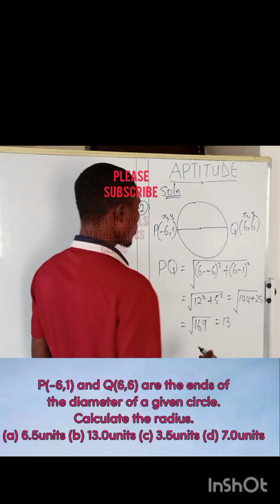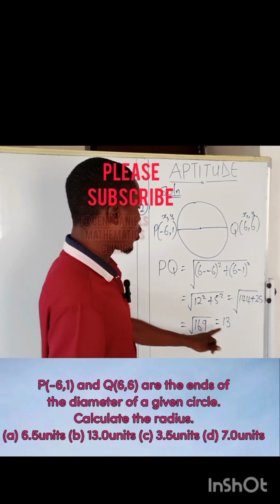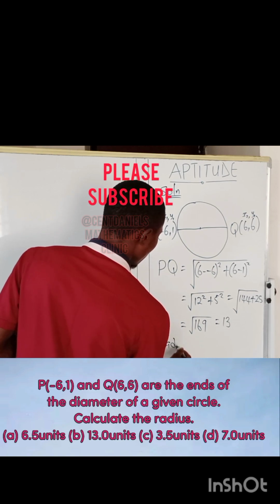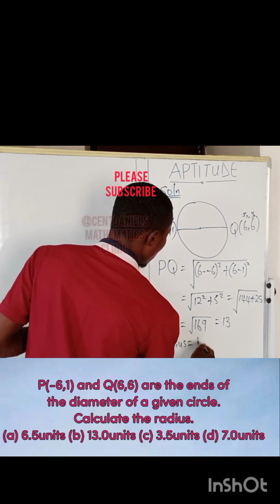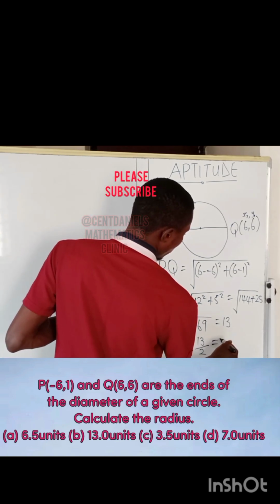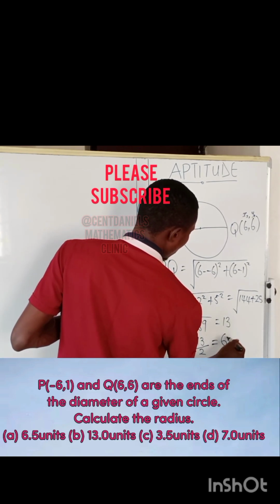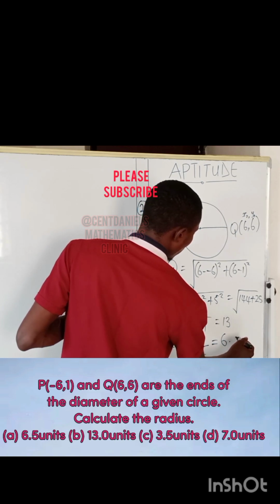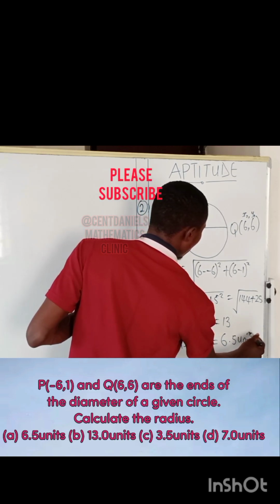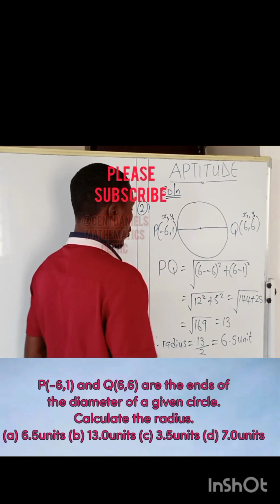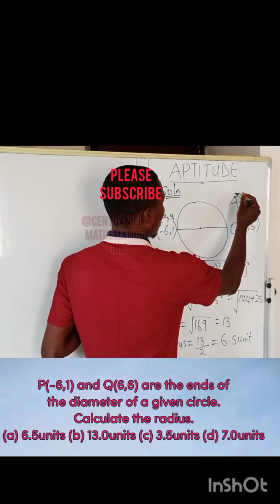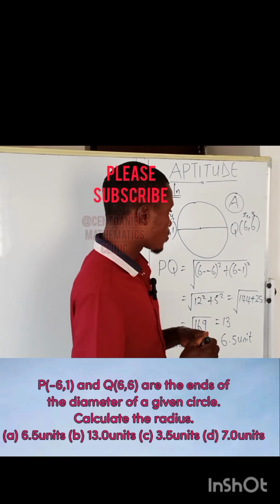This will give us 13. Alright? So the diameter is 13. So what is the radius? Therefore, radius will be equal to 13 over 2. This will be what now? 2 into 13 is 6 remainder 1. You have point 6, 2 into 10, you have 5. You have 6.5 units. Alright? And in the options, A gives the correct answer to number 2.